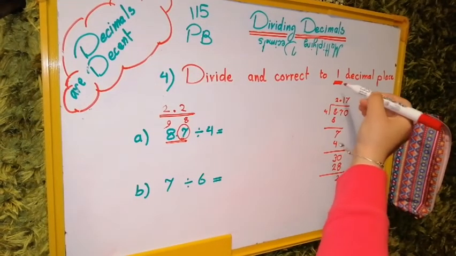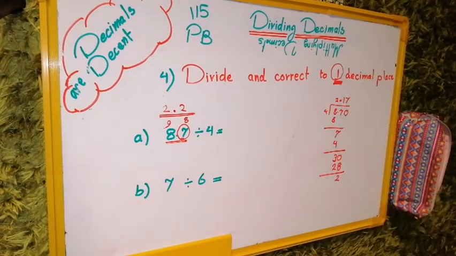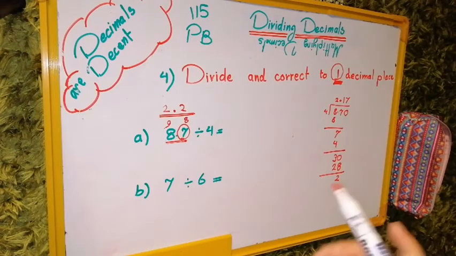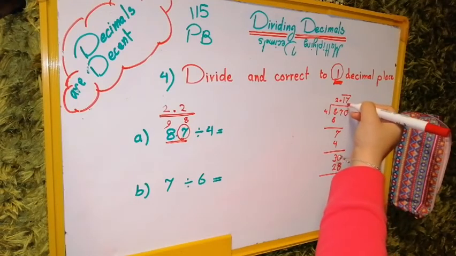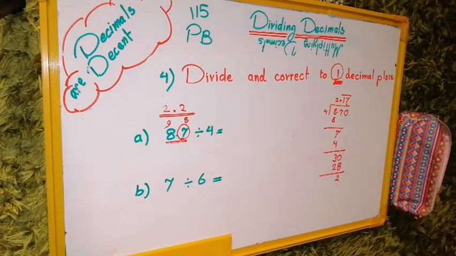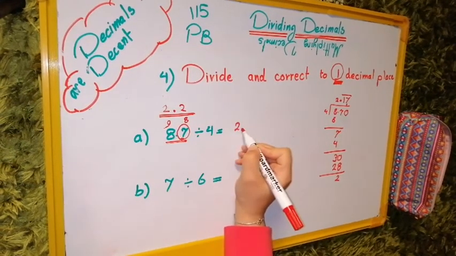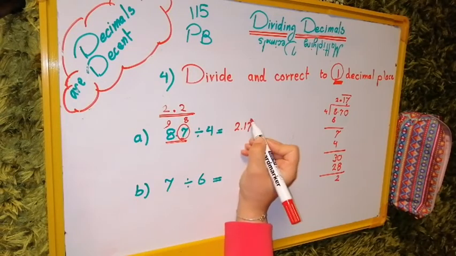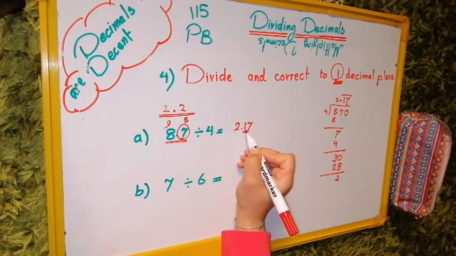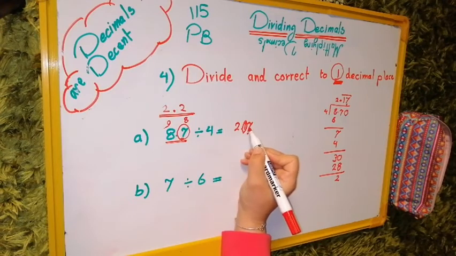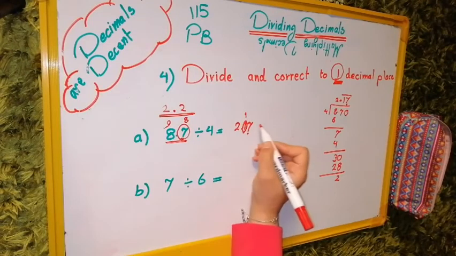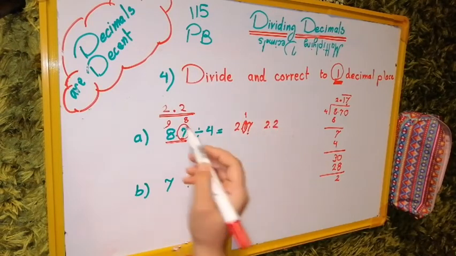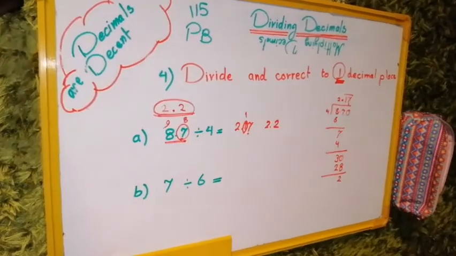I will stop here because he asked me to round the number to the first decimal place. So here I have 2 decimal places. I'm going to stop at the second decimal place and I'm going to round. So here I have 2.17. If I round this to the first decimal place, I'm going to circle the number, look next door. I have more than 5, so I'm going to add 1 more. So this is going to be 2.2. This is like I said for the estimation.